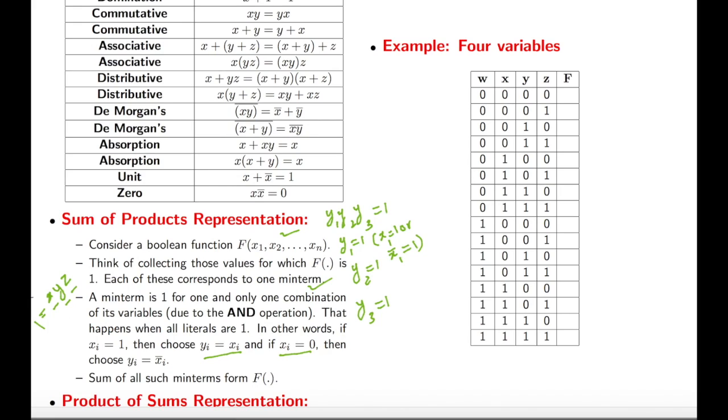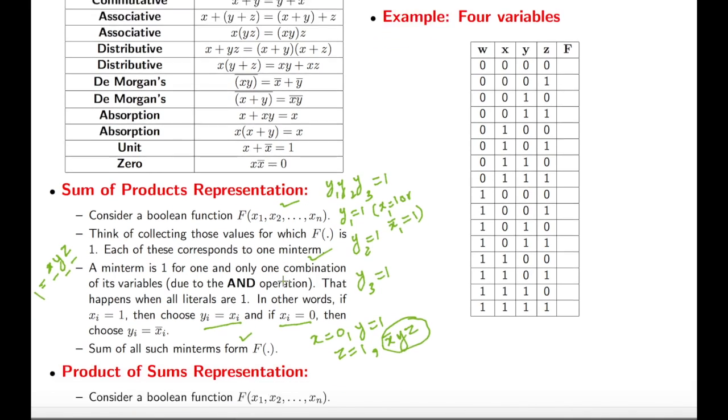What does it mean? For example, if we have x equal to 0, y equal to 1, and z equal to 1, then for 0 we choose x bar, for 1 we just choose y, and for z, for 1 again we choose z. So this is the min term corresponding to this combination. The sum of all such min terms forms f. This is the way we use the sum of products representation.